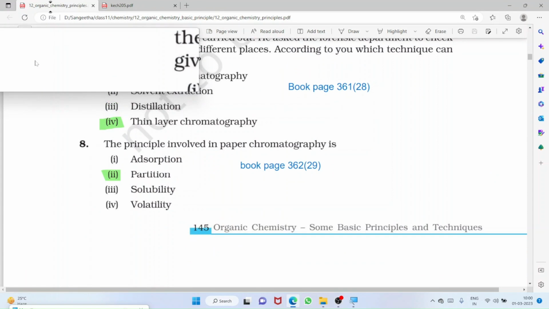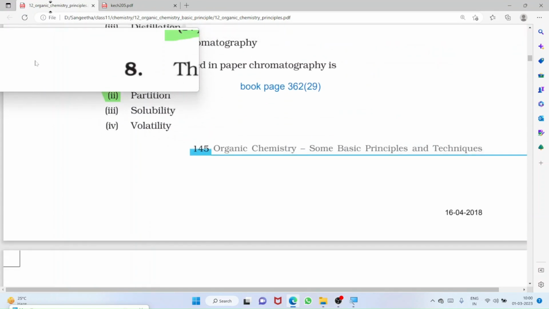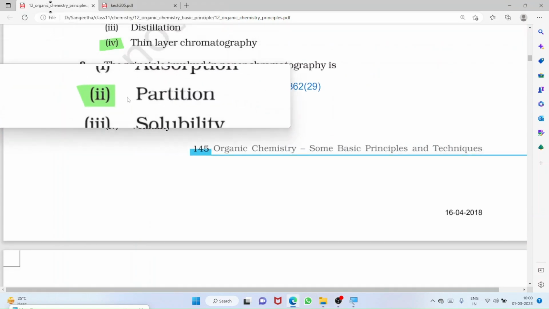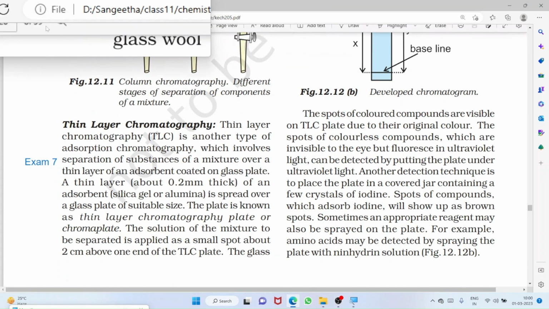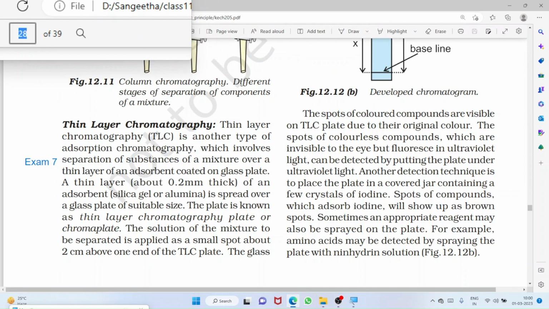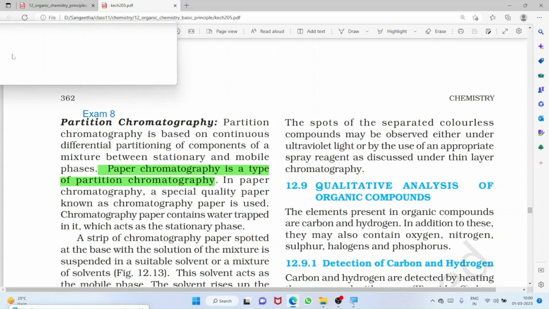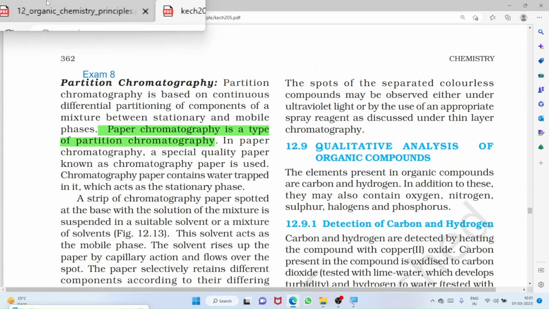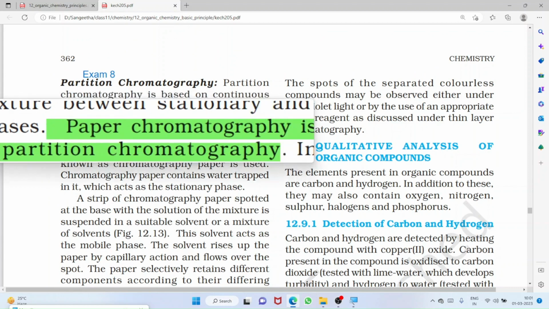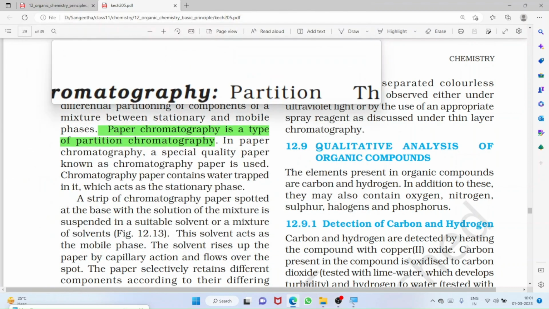The principle involved in paper chromatography is 29. This is partition. This is the answer, 29. See here, paper chromatography is a type of partition chromatography. Okay.